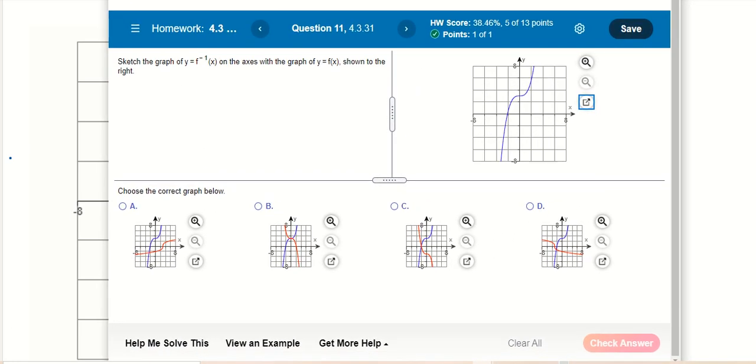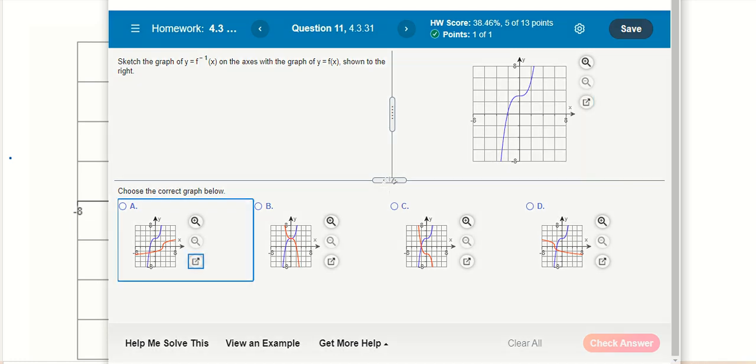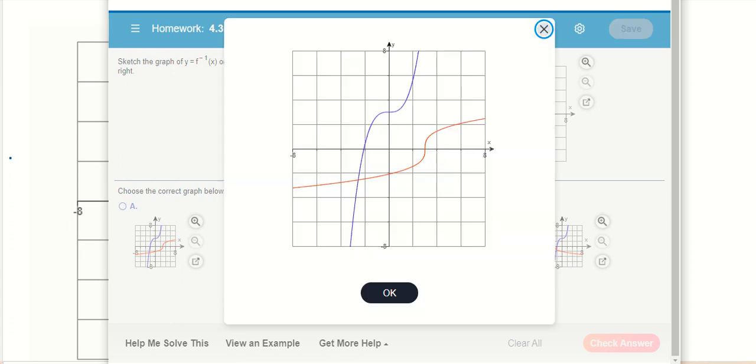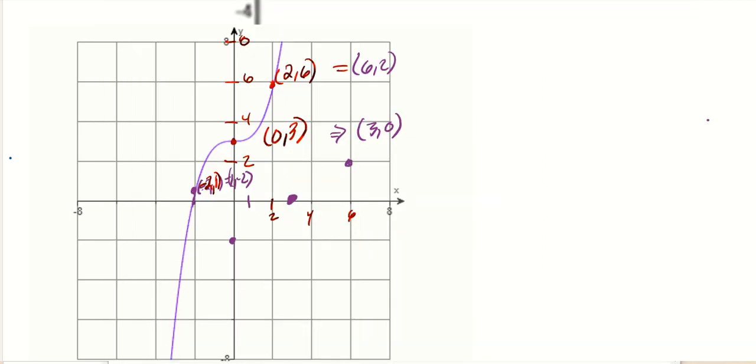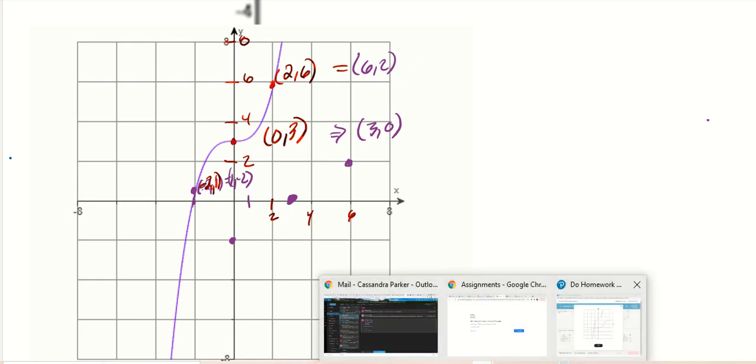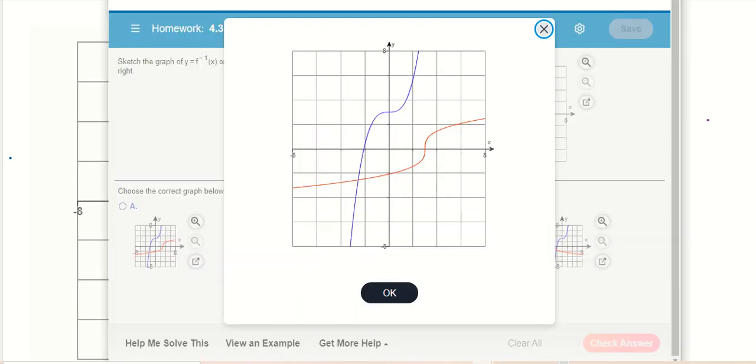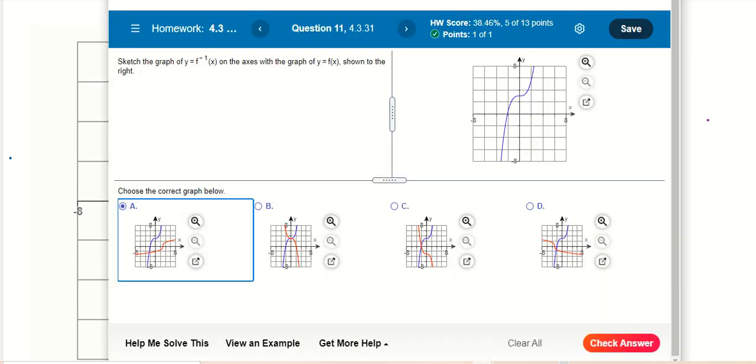So which ones am I looking at? Looking at A? Am I looking at B? Am I looking at C? Or am I looking at D? It would be A. Because again, it looks like it's off on its side, and if I blow it up, is it not hitting those same points that we just plotted? Yes, it is. Okay, so A would have been my answer. Okay? Does it make sense? I hope so.